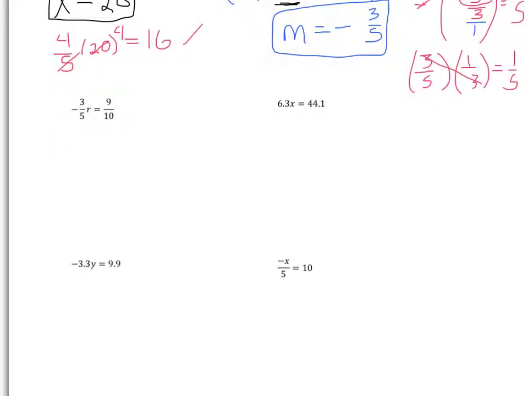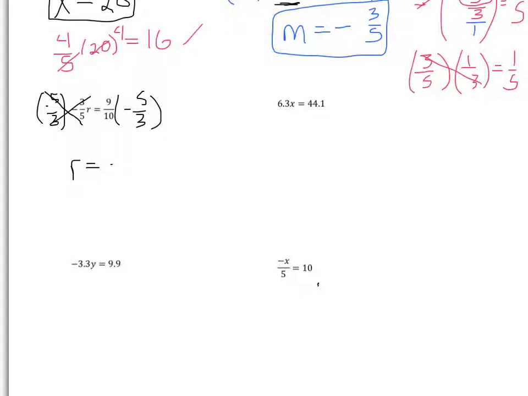So moving down to this next one here, notice we have negative 3/5 r equals 9/10. We could divide by the negative 3/5, but it makes more sense to me just to multiply by the reciprocal. Negative 5/3. Do this, negative 5/3. Negative times negative on the left. So these 5's cancel, the 3's cancel, negative and negative cancels, giving us an r.